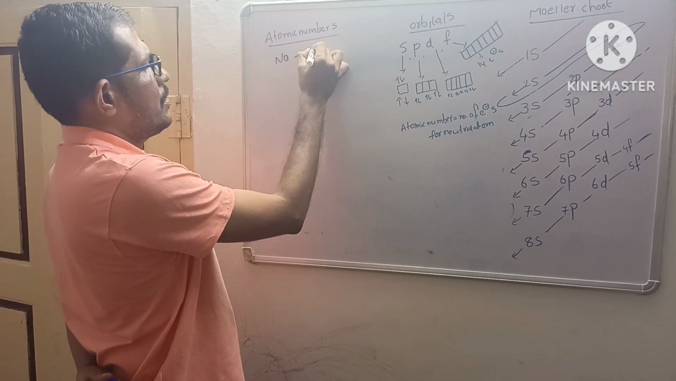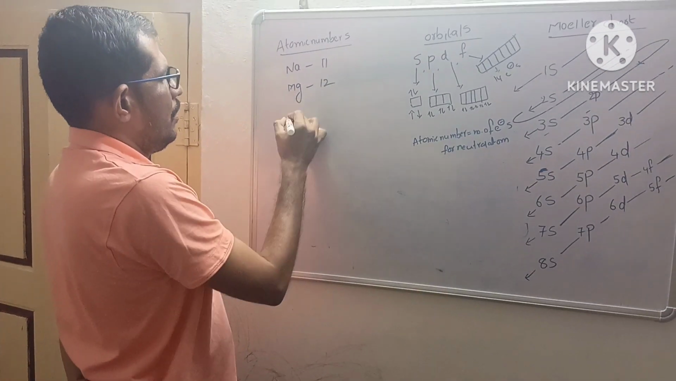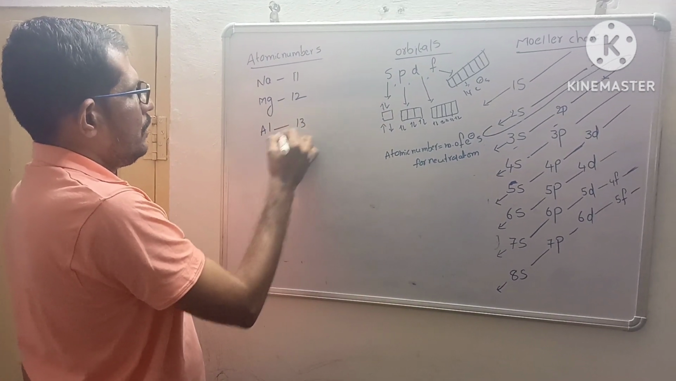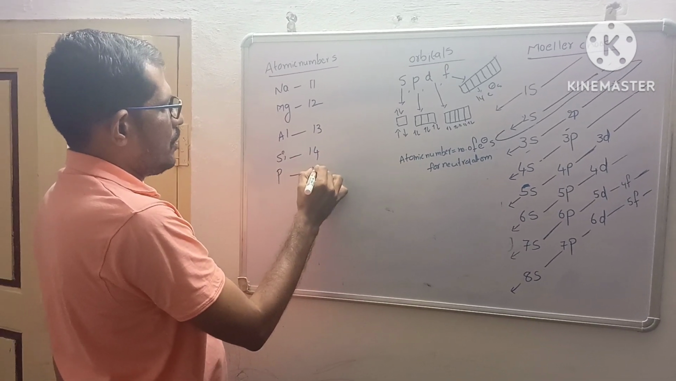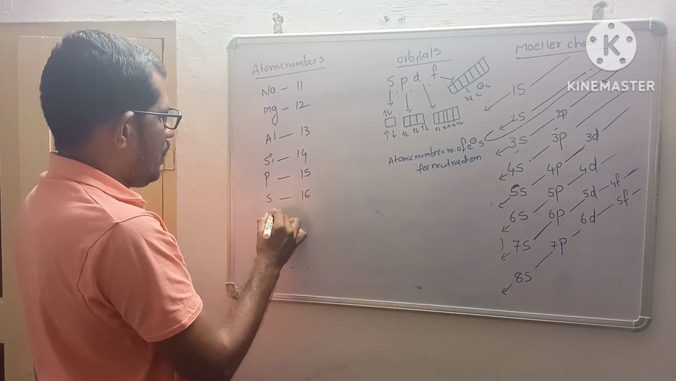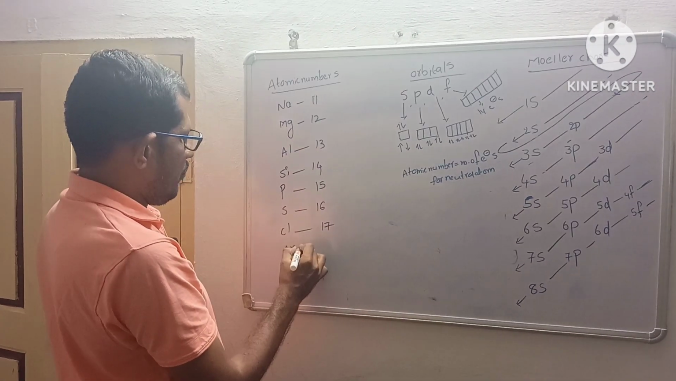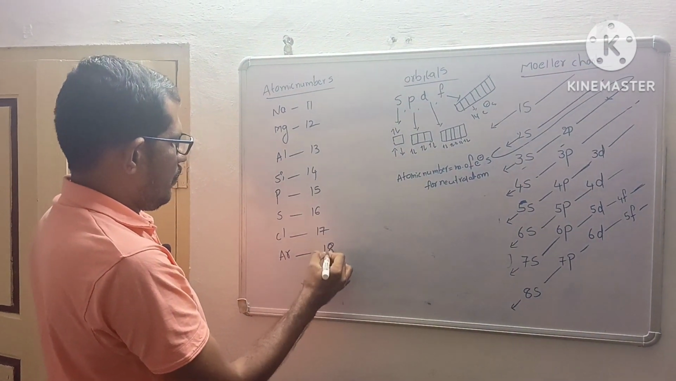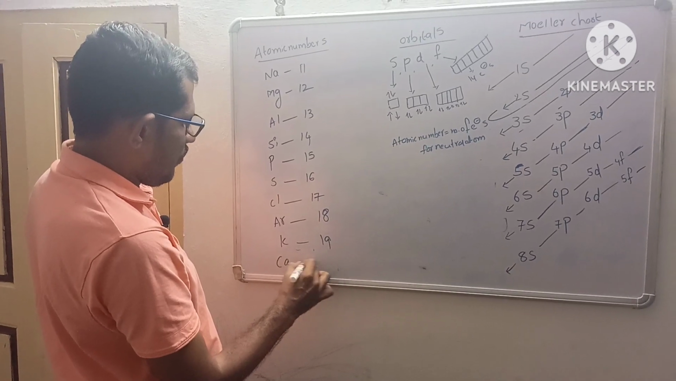Sodium atomic number is 11. Magnesium atomic number is 12. Aluminum atomic number is 13. Silicon atomic number is 14. Phosphorus atomic number is 15. Sulfur atomic number is 16. Chlorine atomic number is 17. Argon atomic number is 18. Next, potassium atomic number is 19. Calcium atomic number is 20.